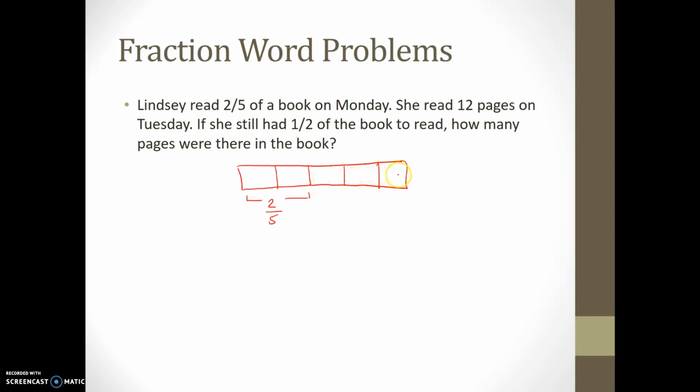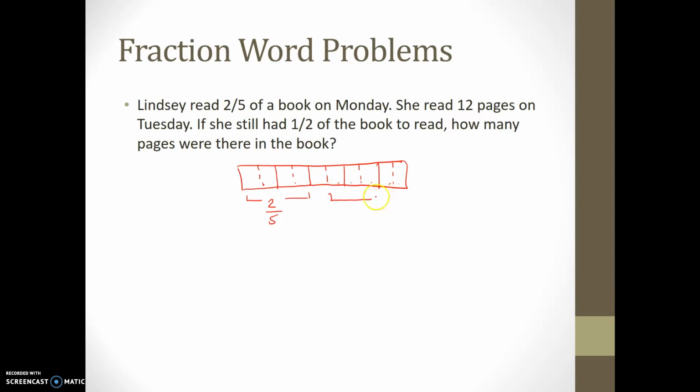Okay, so I have 3 units here, and we know that at least a portion of those units is going to be assigned to 12 pages on Tuesday. But we do need to be able to mark off at least half of this remainder for her to still have to read. So what I'm doing is subdividing my bar model so that I can mark off half. Now I've just subdivided into tenths. So now I have 10/10. So half of that's going to be 5/10. So let's mark that over here. 1, 2, 3, 4, 5.